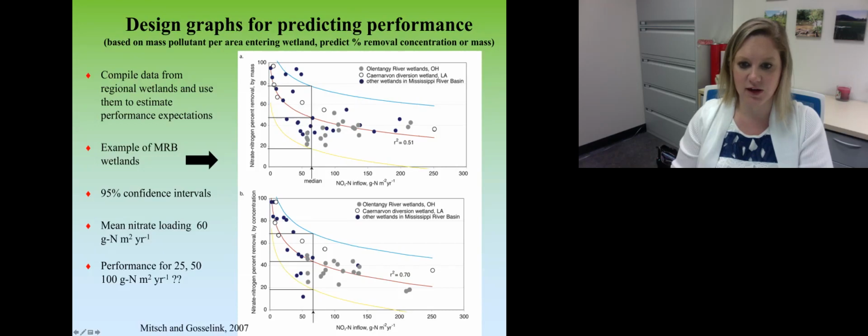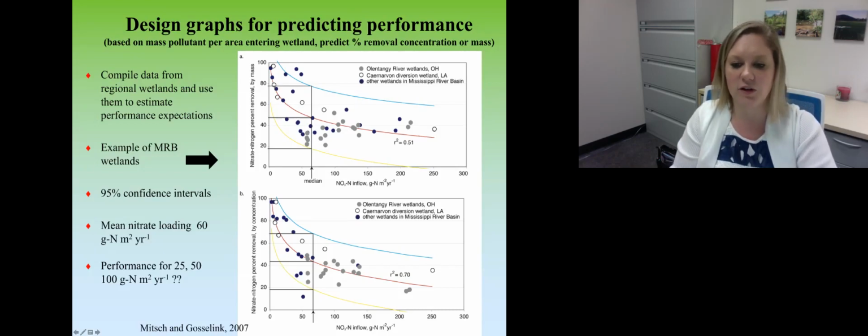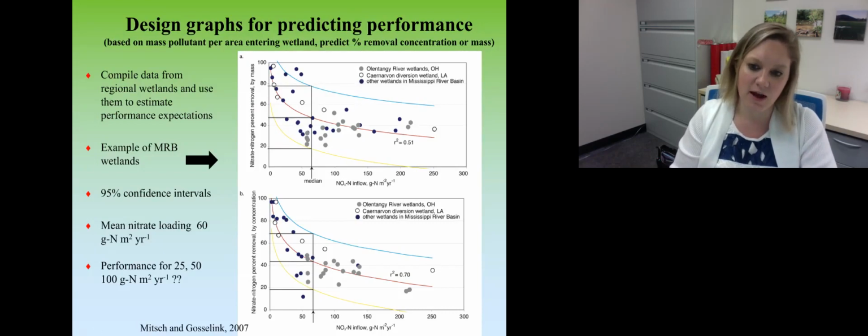And the same goes for this nitrate concentration down here. So these right here are looking at Ohio wetlands, and then you can look at Louisiana and then just other wetlands in general. And you'll see that there's some scattering of how these systems work based on even the location.